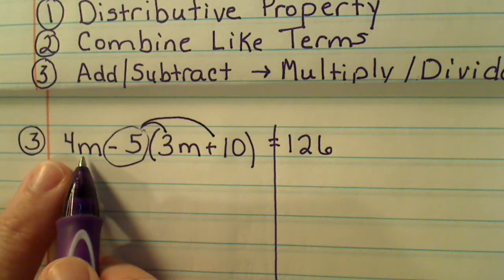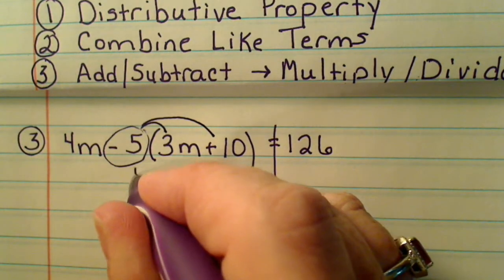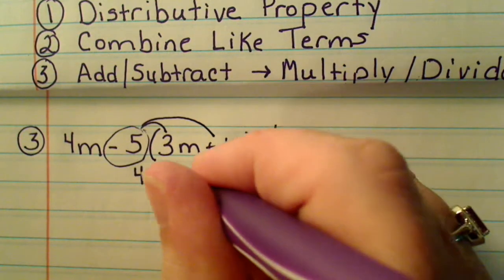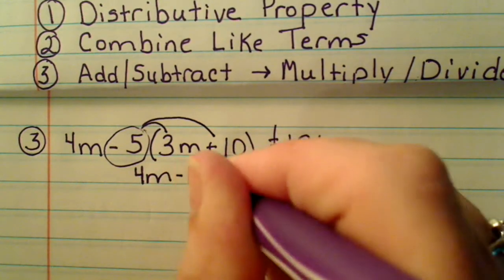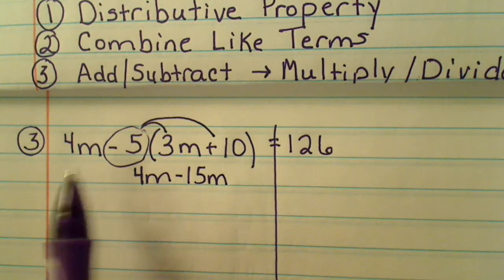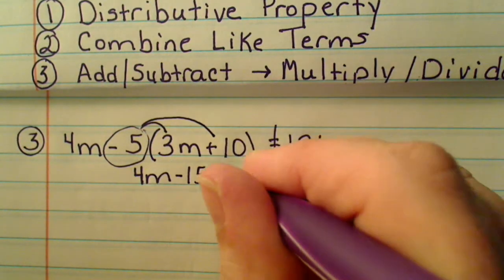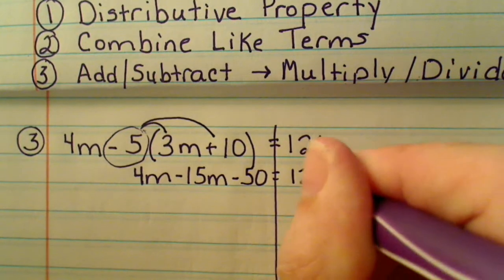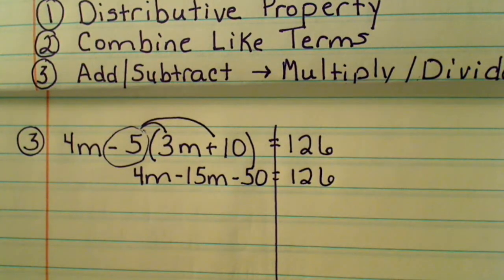So this, I'm just going to bring it down. And then a negative 5 times 3 is a negative 15m. And a negative 5 times 10 would be a negative 50. And then I just bring that down. Okay, I want you to look at it and think about what do we do for the next step.